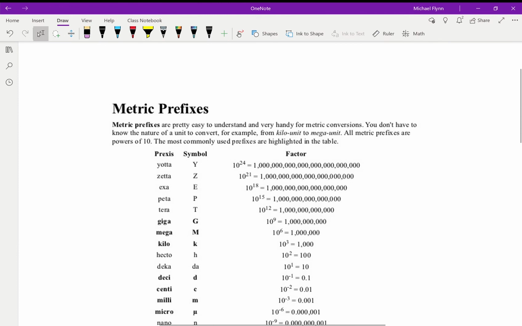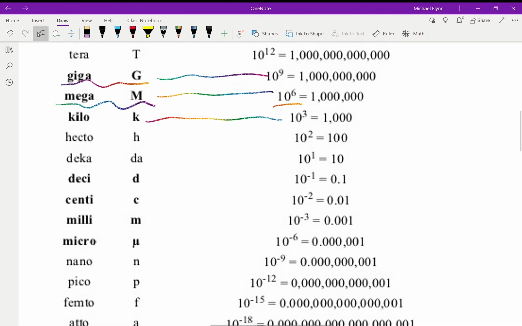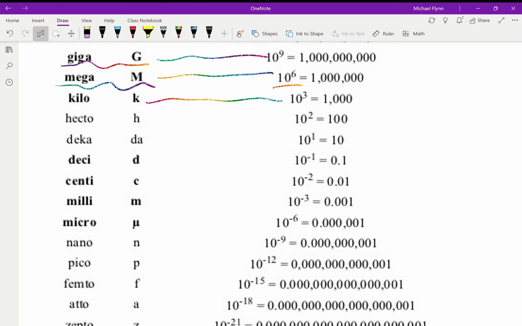Now, just for reference, I included a metric conversion guide over here. So which ones come up most often? Well, giga comes up very often. Mega means a million. These are the powers of 10. Kilo means 1,000. I think you know that. Deci almost never comes up. Centi doesn't come up in electricity very often. 10 to the negative 2 comes up when you're measuring things like a centimeter. It's the only time you see it. But milli comes up all the time. We just saw it. Milli means 1/1000th, or 0.001.